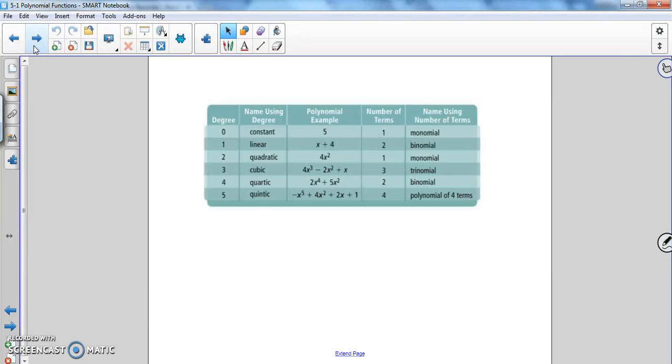We can also classify polynomials by its degree or its number of terms. So polynomials of degrees 0 through 5 have specific names, as we see in this table right here. We should be familiar with monomial, binomial, trinomial, and now polynomial as well. Constant has a degree of 0. Linear is degree of 1. Quadratic, which we just finished, is degree of 2. And that's when everything was squared. Cubic is degree of 3. Quartic is degree of 4, and quintic is degree of 5.